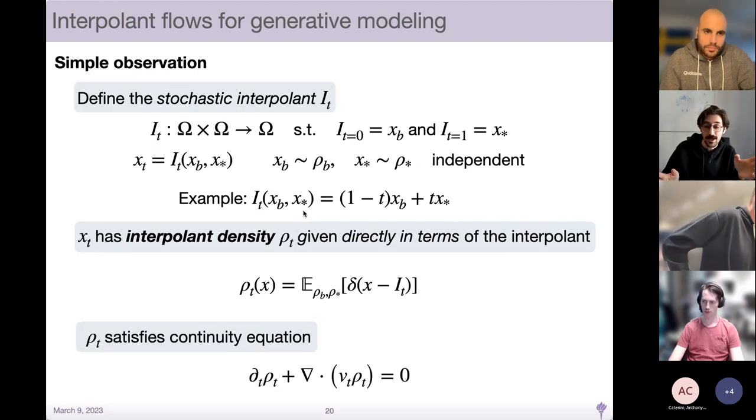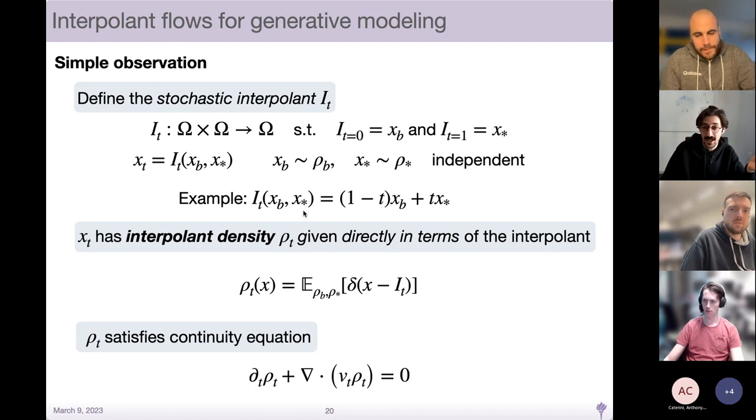Okay, the stochastic interpolant method is actually built on a very, very simple observation. It's almost kind of trivial. I'm going to introduce this function, which I call the stochastic interpolant, I_t, that's a function of both data from the base distribution and data from the target distribution, such that I_t, for any value of t, evaluated on a sample from the base and evaluated at the sample on the target, explicitly gives me a sample x_t from the intermediate density rho_t.